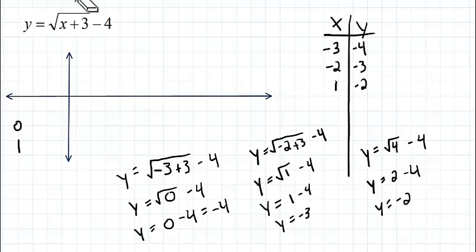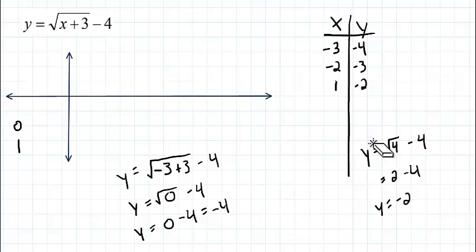Alright, so let's do two more, and then that will give us a good amount of points to graph. So the next number, well, we just did 4. The next number greater than 4 would be 9. So then what would I have to make X be to get a 9 under the radical?